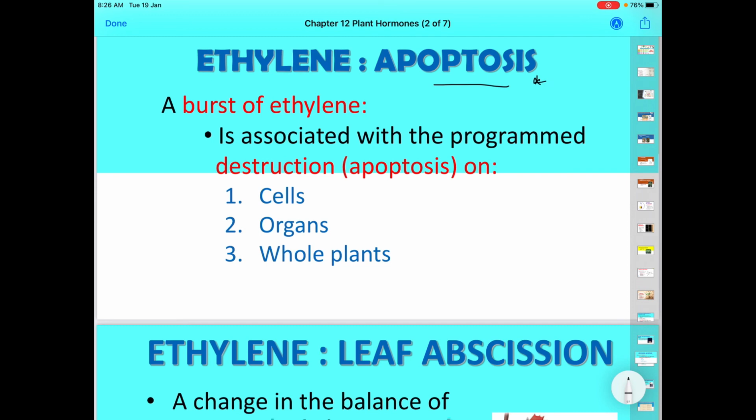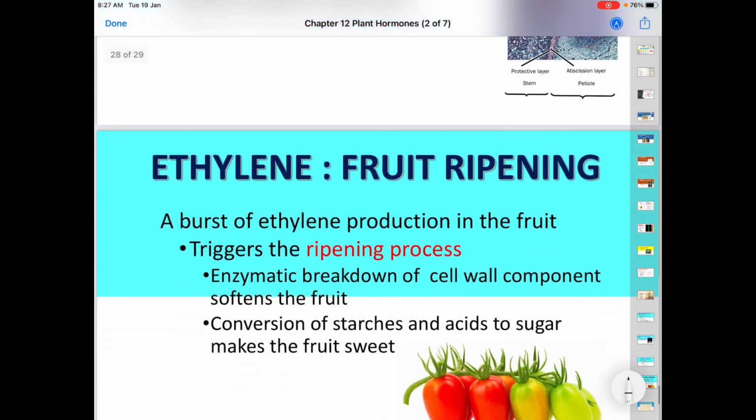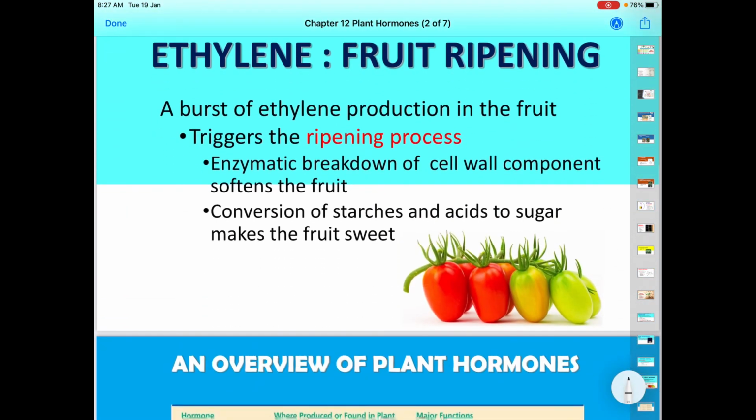Okay, apoptosis. Apoptosis also refers to cell death. A burst of ethylene is associated with programmed destruction, meaning the cells' destruction. This is a test on the cells and organs and also the whole plants. A change in the balance of auxin and ethylene controls leaf abscission, the process that occurs in autumn when leaves fall. So the leaf fall is also related to the functions of auxin and also ethylene. This is another function of the ethylene hormone.